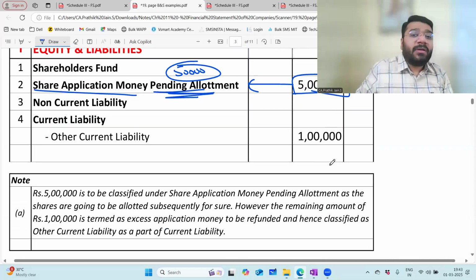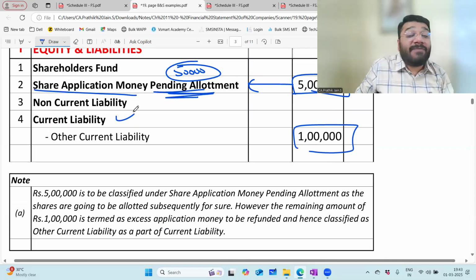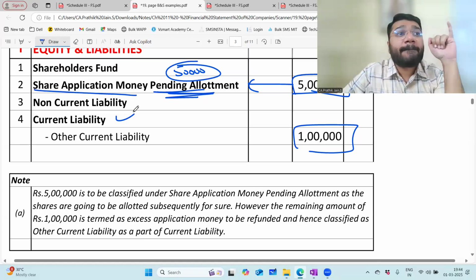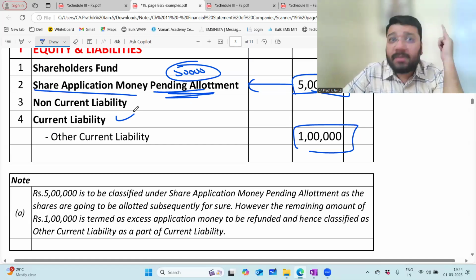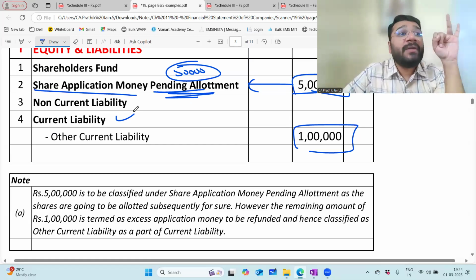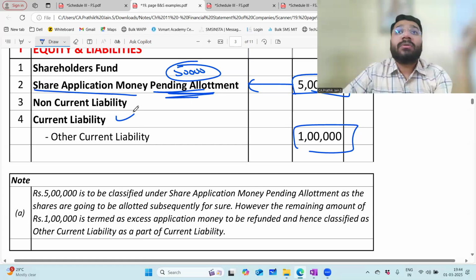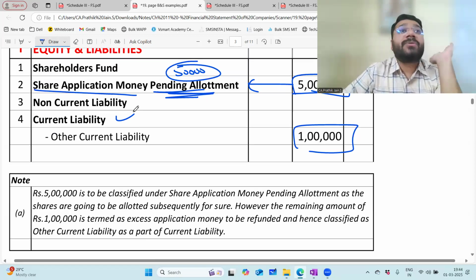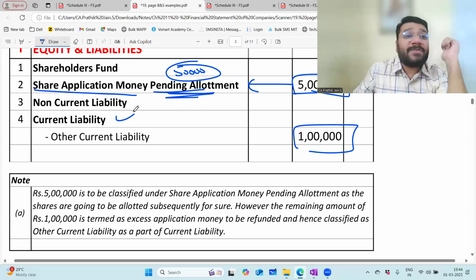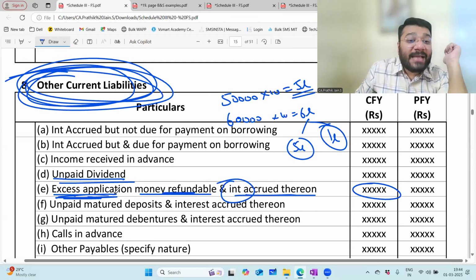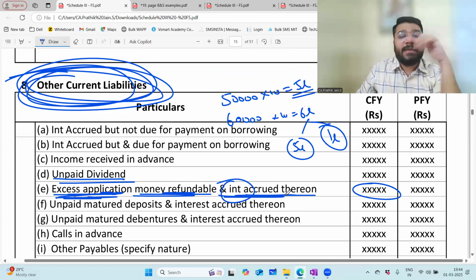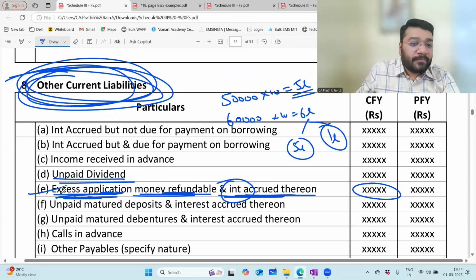So now, this is 1 lakh rupees current liability. But where under current liability? How many options are there? First is what? Short-term borrowing. Can I put in short-term borrowing? No. What is the second option? Trade payable. Can I put in trade payable? No. Third is other current liabilities. Fourth is short-term provision. Can I put in short-term provision? No. The only option is other current liabilities. Under other current liabilities, excess application money refundable and interest, if any, thereon, that also should be combinedly shown. Any problem? No, sir. E over.